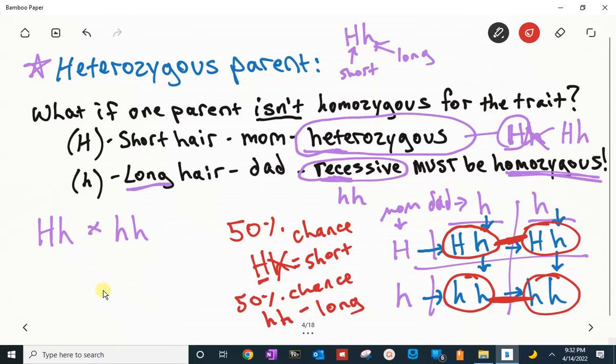So, and we write that by just saying a 1-to-1, which means there's a 1-to-1 chance, there's a 50-50 chance that the child could turn out heterozygous short hair or homozygous long hair.